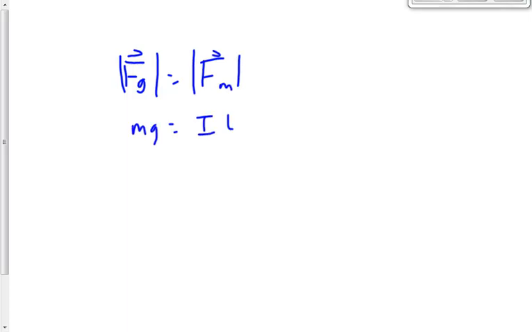What's the key word here in question number 4? The key word is suspended. If it's suspended, we're going to set Fg equal to some other force. And of course, that other force in this case is going to be the magnetic force. Mg is equal to ILB. We're looking for mass here, so it's going to be I times L times B over g.